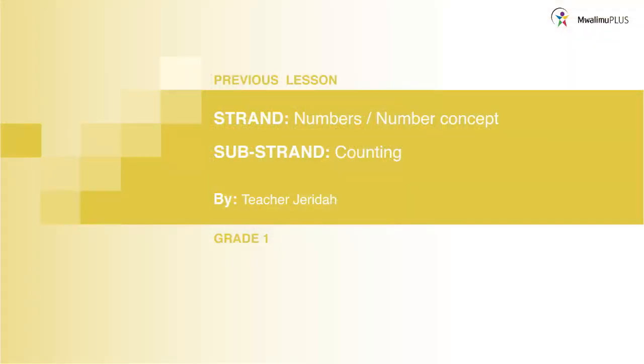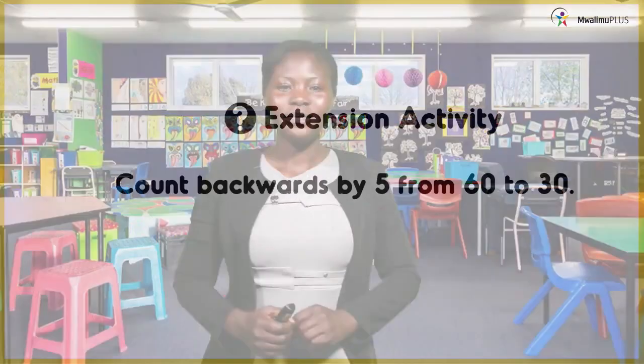Good. In our previous lesson, we learned counting, and we learned how to count forward and count backward. Just shortly, if we can remember, counting forward, you add a particular number that you've been told. Counting backwards, you subtract a particular number that you've been told. For example, I gave you an assignment, or we can say an extension work, because you are to do it at home. I hope you've done it well.